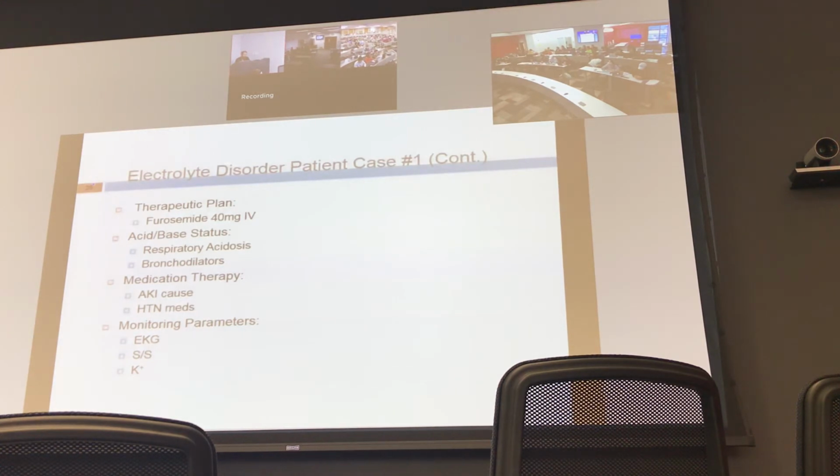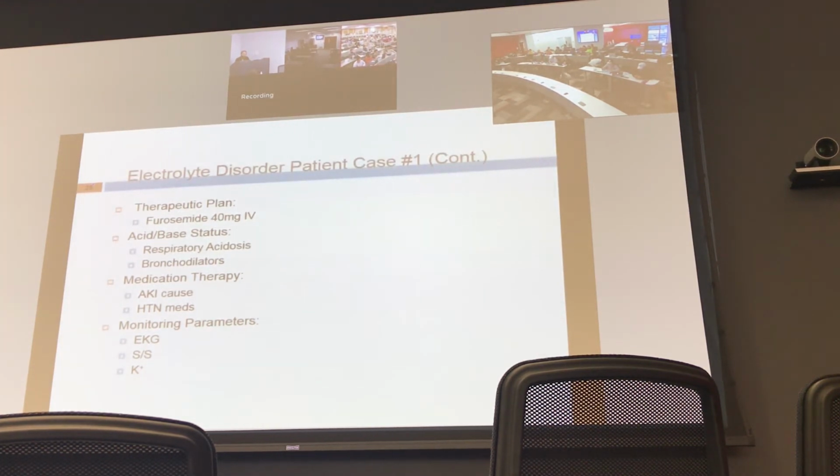Any other questions? I did have one more question. Is the only time we need to correct the sodium when the patient's hyperglycemic, or are there other instances where we would need to do that? That's the only time, when they're hyperglycemic. Thank you.